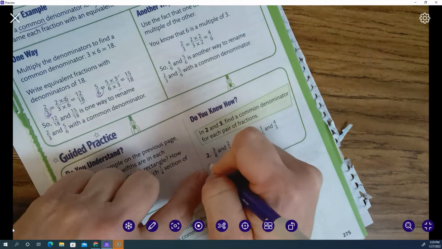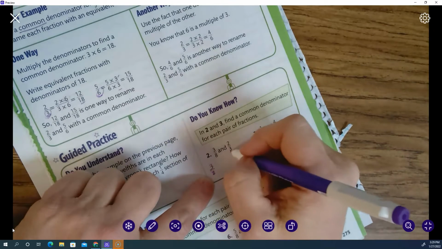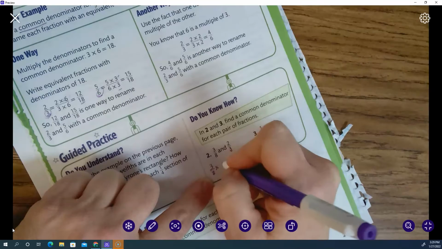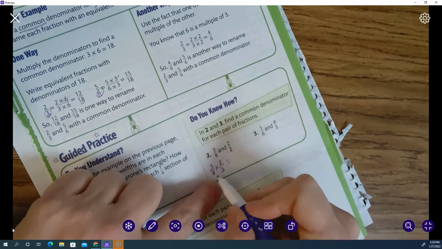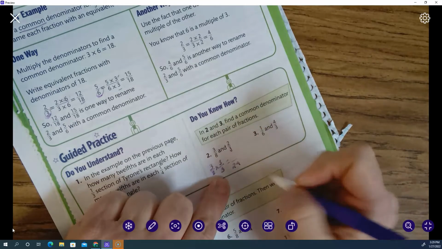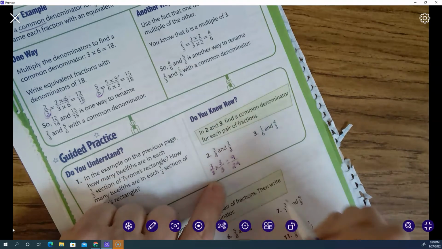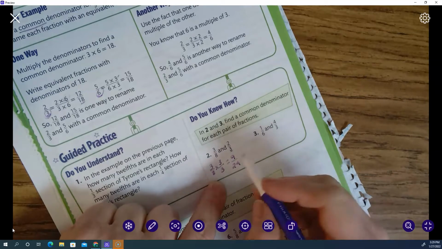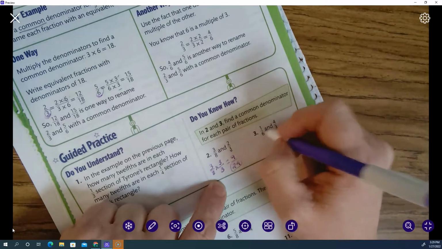So I'm going to do 3/8, and I'm just going to multiply by my other denominator, 3. I know that 8 times 3 is 24, and 3 times 3 is 9. Oh, we were just going to find a common denominator, weren't we? Well, 24 would be our common denominator. What about over here? 6 and 3.